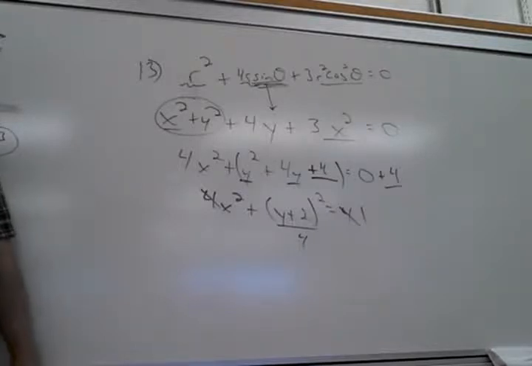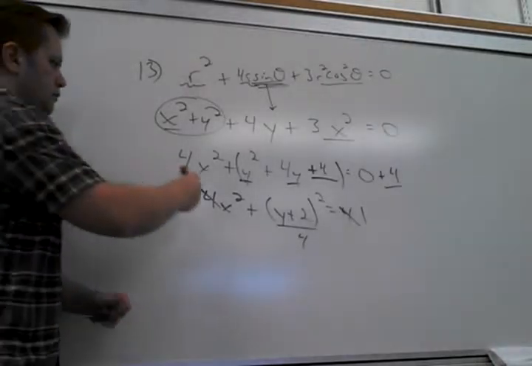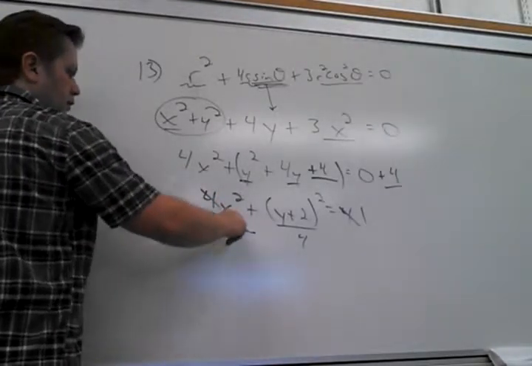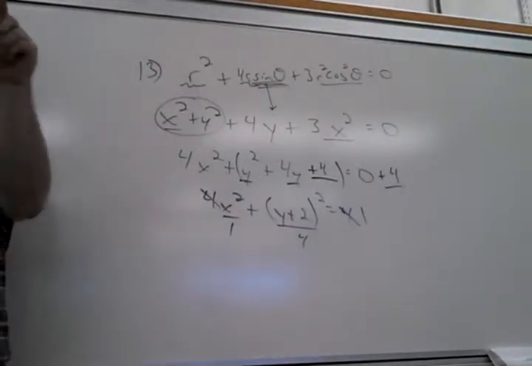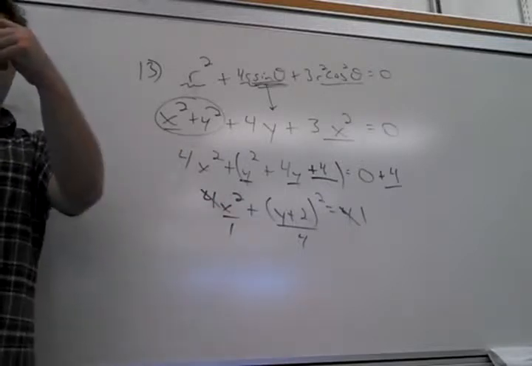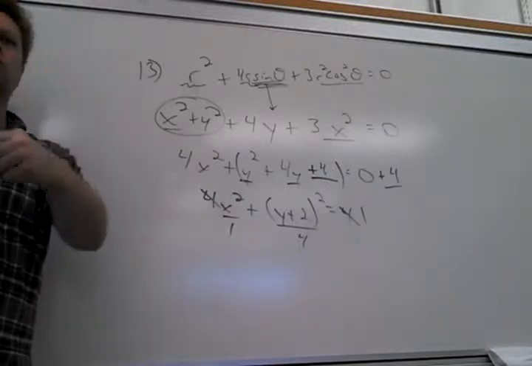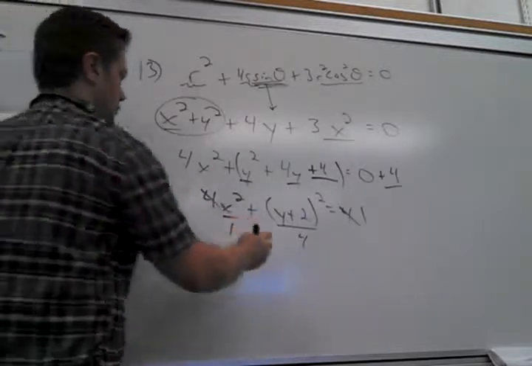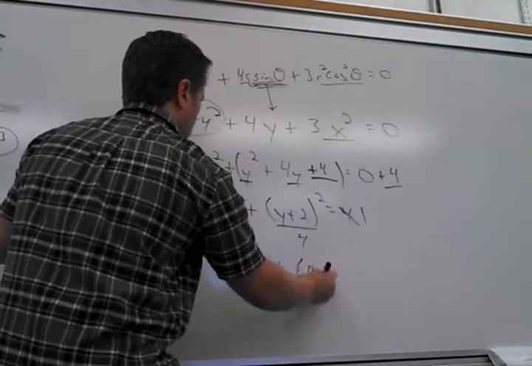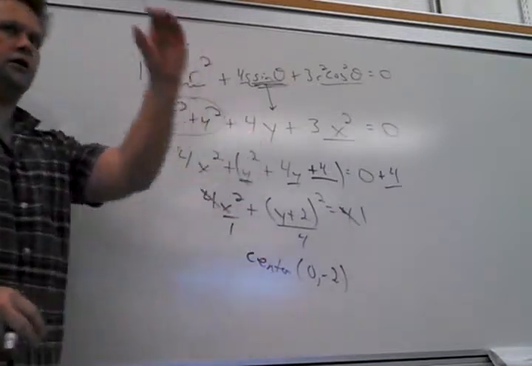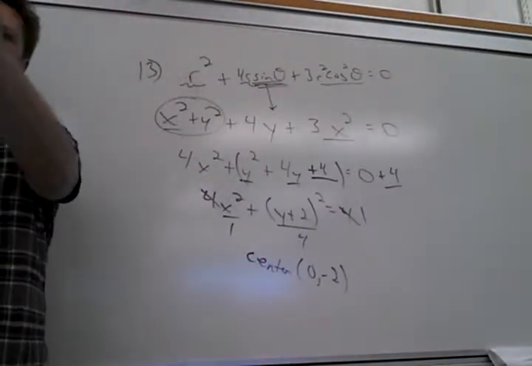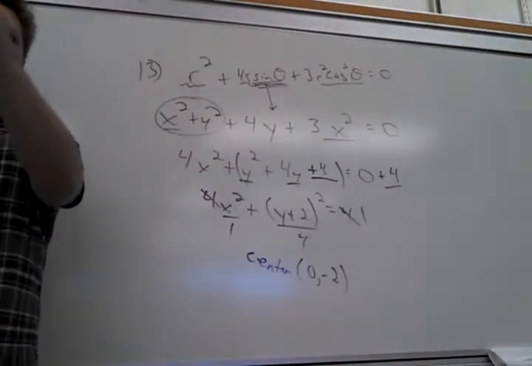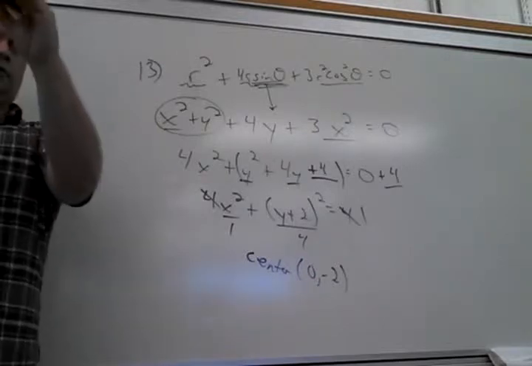So now, whoever you want to call A, whoever you want to call B, I don't care. It doesn't really matter. On the x-axis, I'm going to go out 1. On the y-axis, I'm going to go up and down 2. But away from what? What's the center? 0, negative 2. So you put the center down first, put a little open circle there because it's not a point on the graph, and then just count off from it.